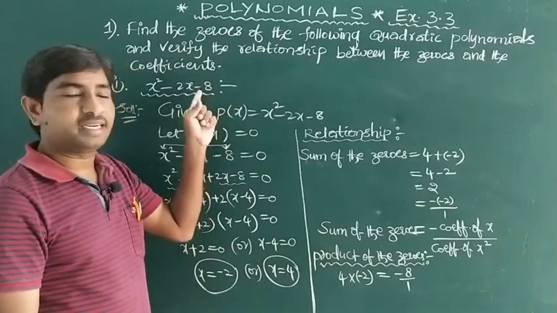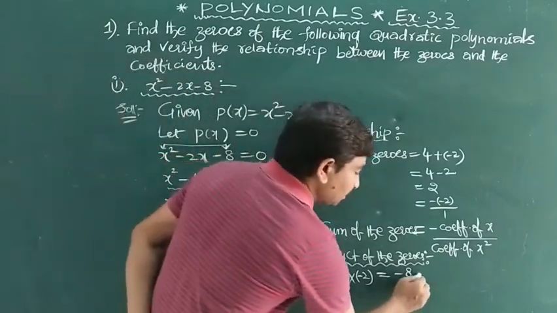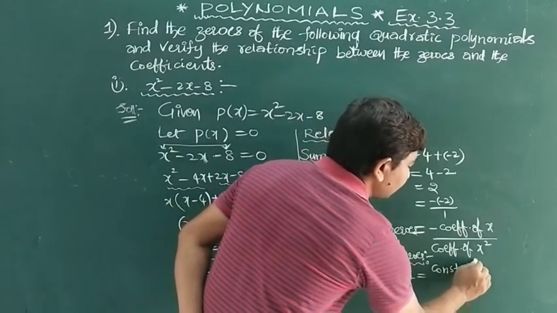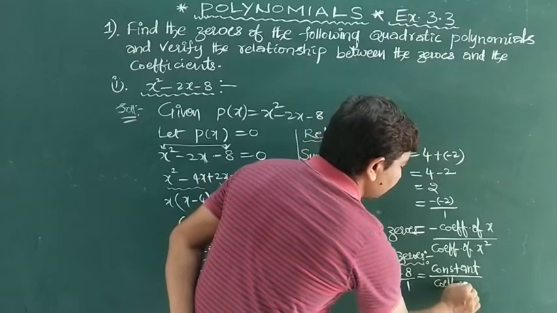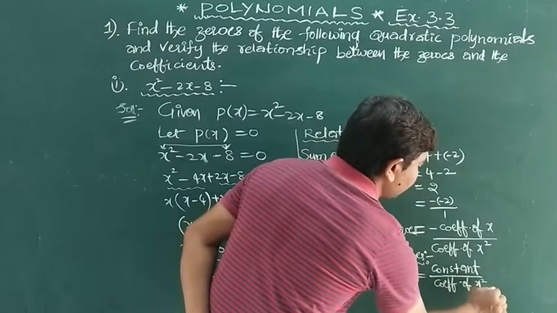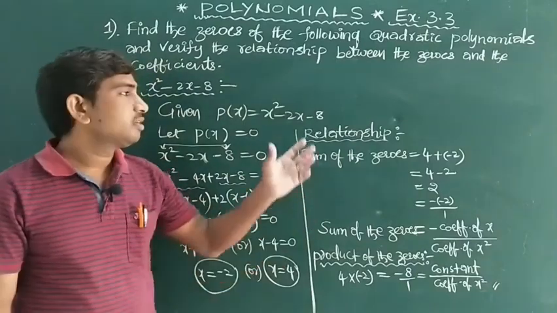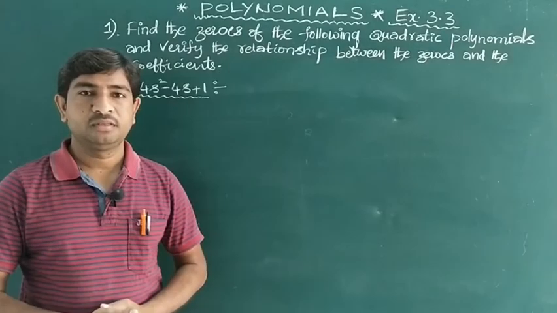So directly we can write it as constant term by coefficient of x square. So this is the relationship between the zeros and coefficients. So the first problem is completed.